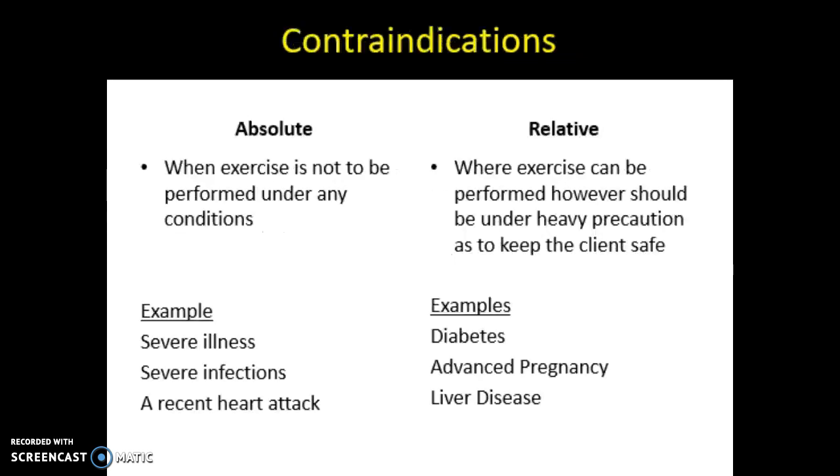There are two different types of contraindications, one being absolute and one being relative. Absolute is when exercise is not to be performed under any conditions. A couple of examples of this would be severe illness, severe infections, or a recent heart attack. Relative is where exercise can be performed, however, should be under heavy precautions so as to keep the client safe. Examples of this would be diabetes, a woman being in advanced pregnancy, or someone that has a liver disease.